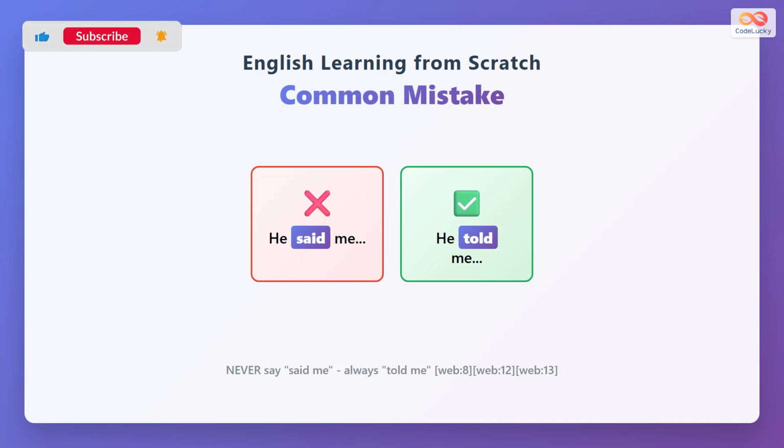One common mistake is saying, "He said me." This is incorrect. The right way is, "He told me." Always remember you must not use said with a person. Instead, use told.